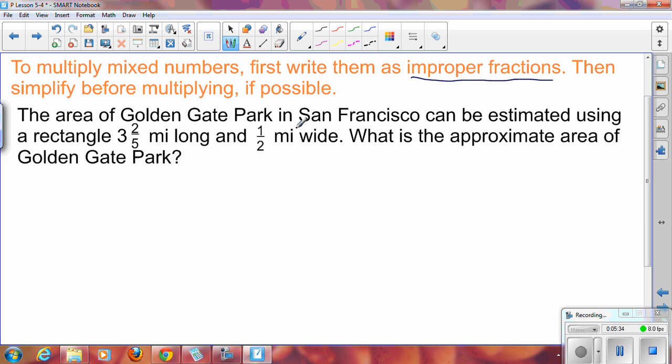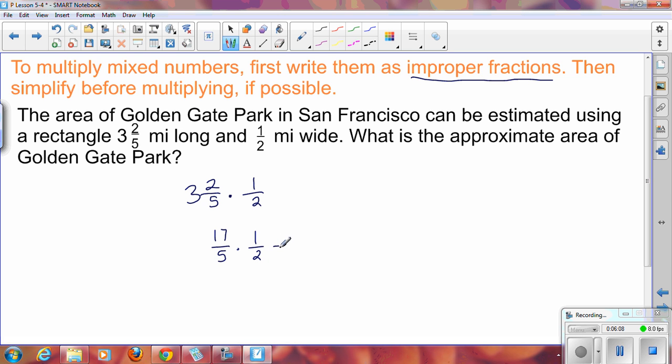Okay, the area of the Golden Gate Park in San Francisco can be estimated using a rectangle 3 2/5 miles long and 1/2 mile wide. When you find an area, you multiply the length times the width. So you've got 3 2/5 times 1/2. Okay, and as I said, we need to make this mixed number into an improper fraction. 3 times 5 is 15, plus 2 is 17. So we've got 17 over 5 times 1/2.